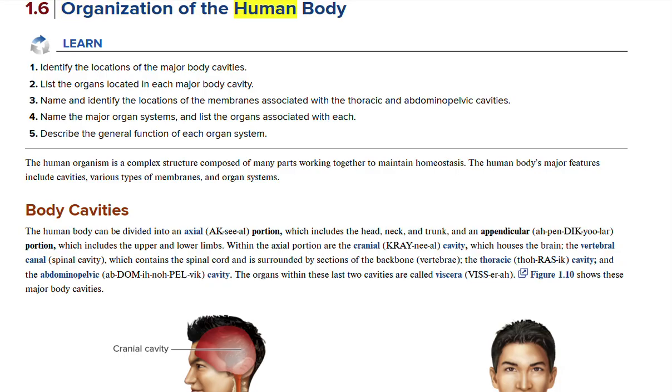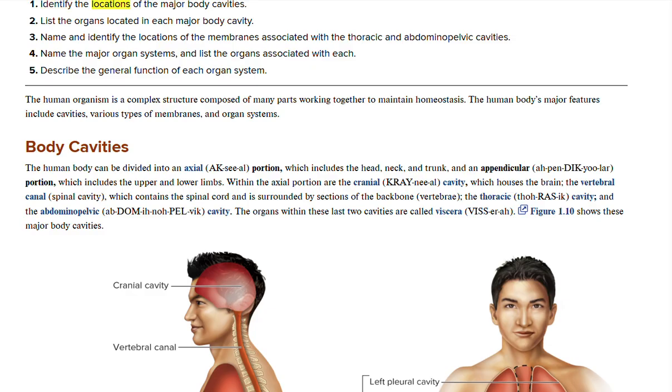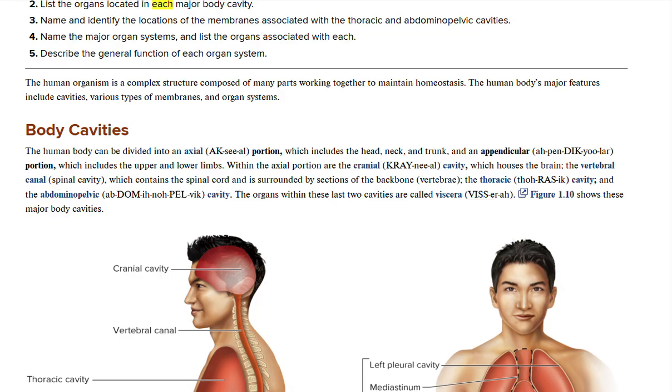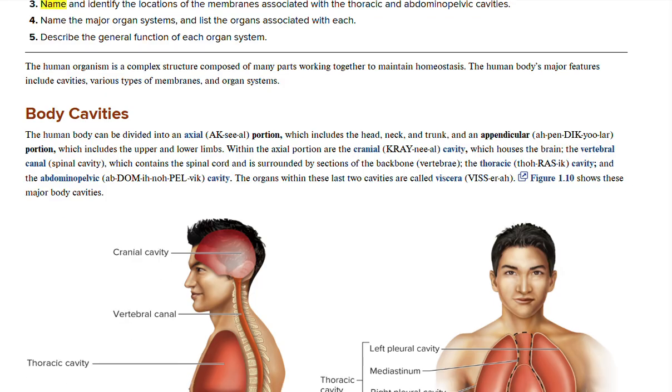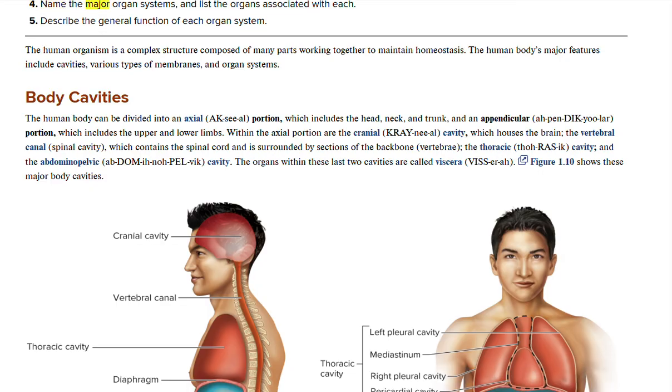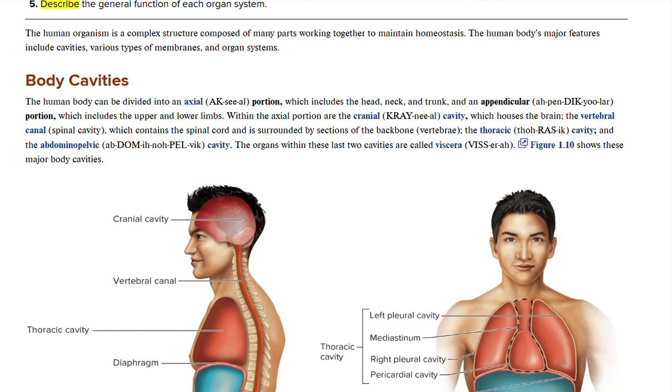1.6 Organization of the human body. Learn. Identify the locations of the major body cavities. List the organs located in each major body cavity. Name and identify the locations of the membranes associated with the thoracic and abdominopelvic cavities. Name the major organ systems, and list the organs associated with each. Describe the general function of each organ system.